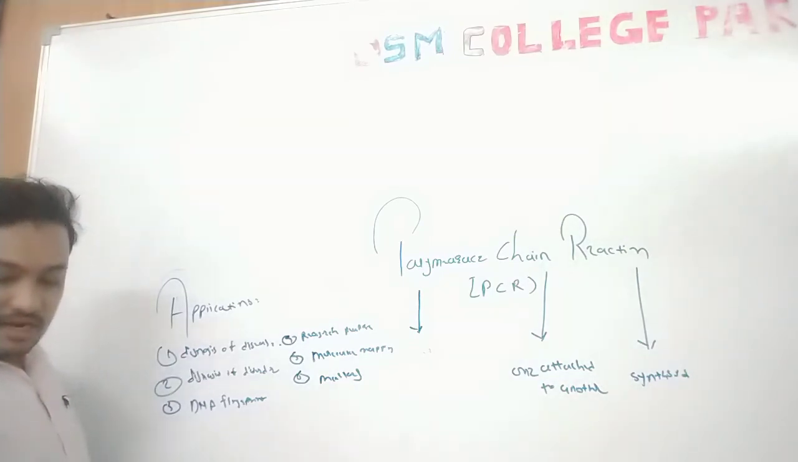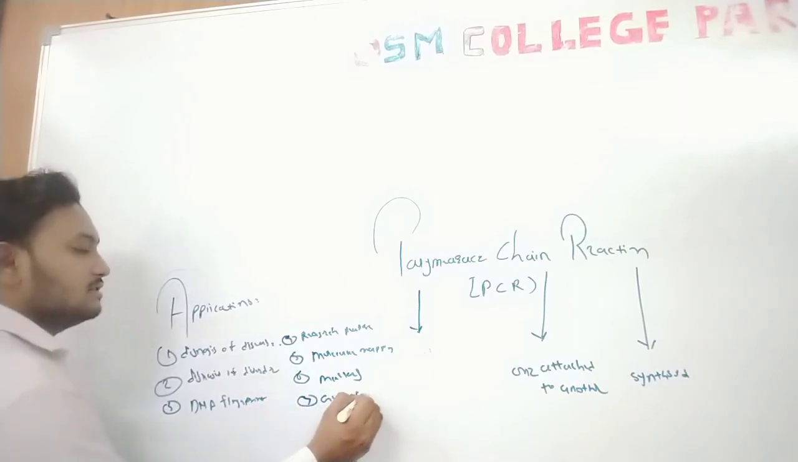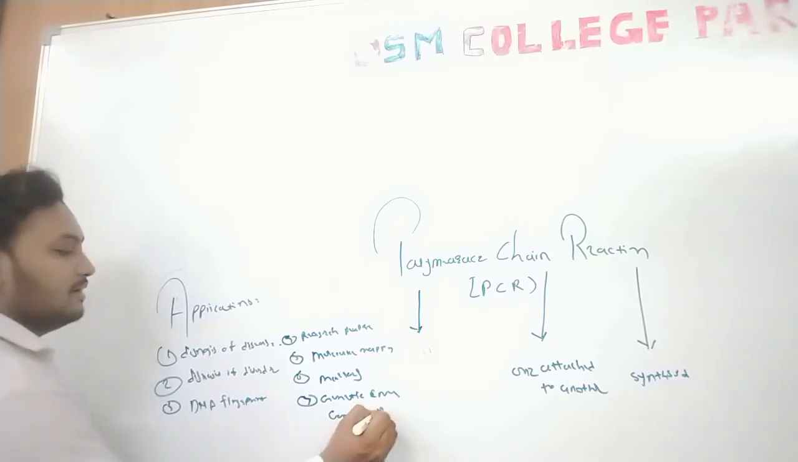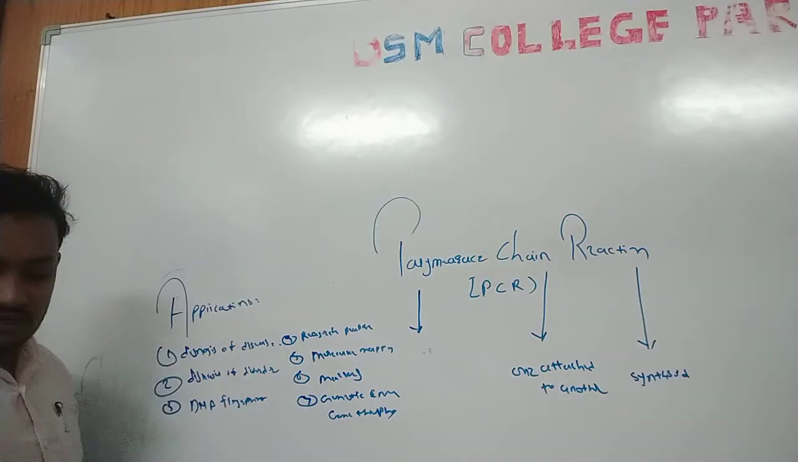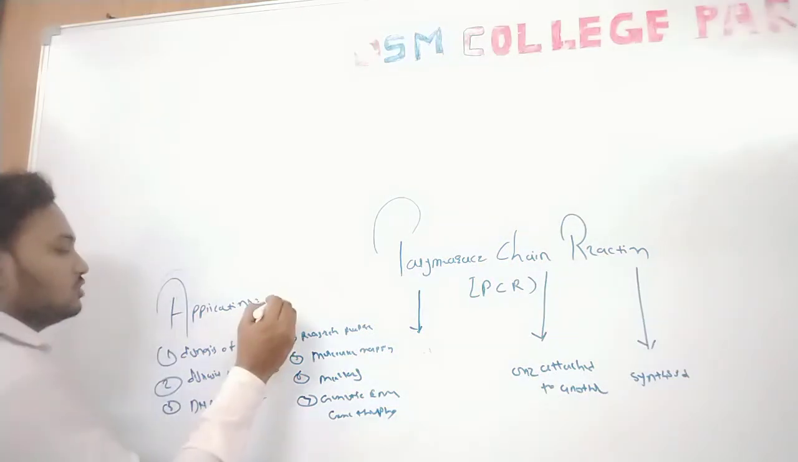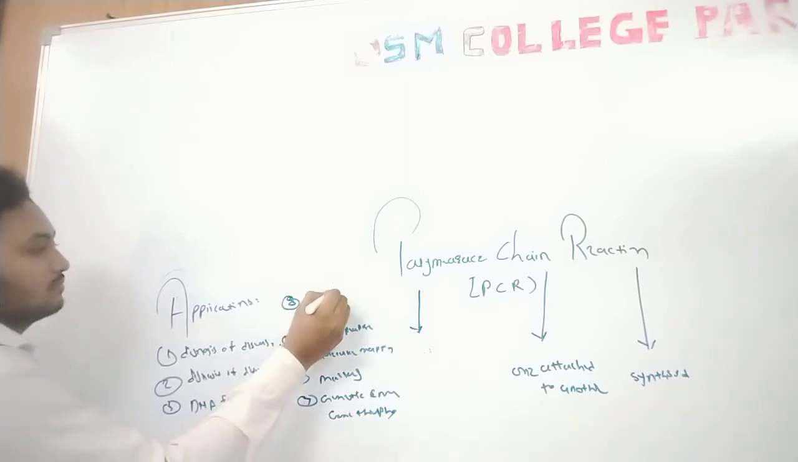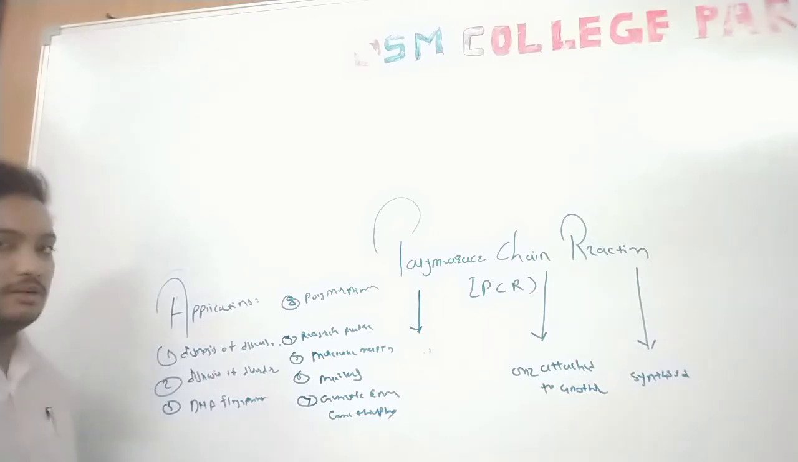It is used to monitor genetic engineering, gene therapy, and in the study of polymorphism. It is also an application for enzyme polymorphism. These are the applications of the polymerase chain reaction.